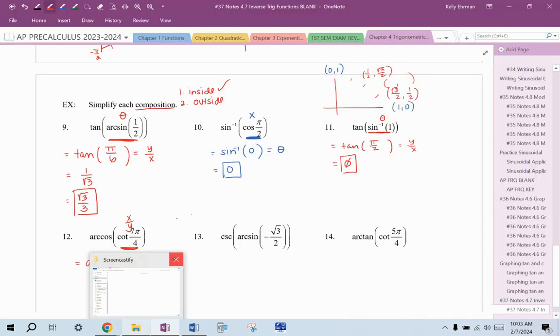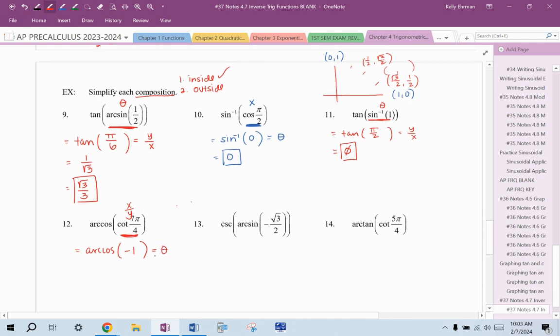And now we're going to figure out what's the arc cosine of negative 1. So reminder, this is an angle. That's our final answer. What's the angle that makes arc cosine negative 1? Remember, arc cosine is only on the top of the circle. So the angle that makes the x coordinate negative 1 is pi.